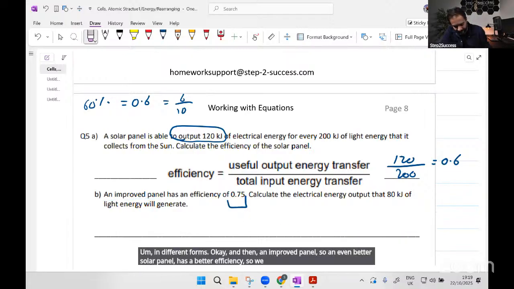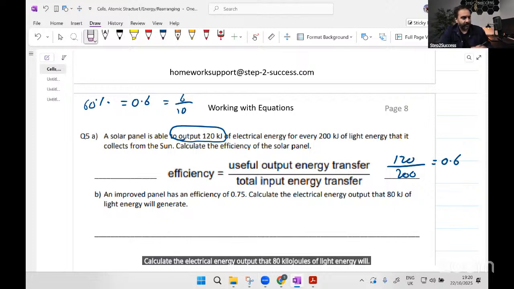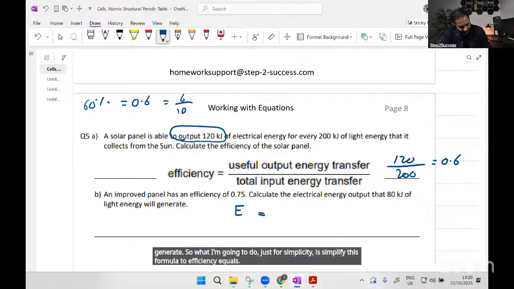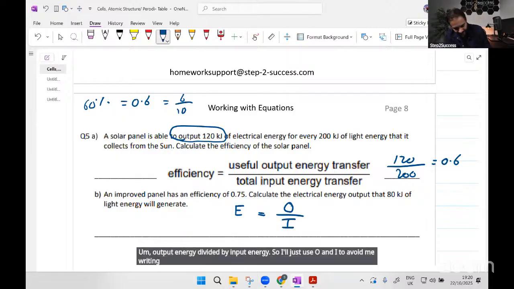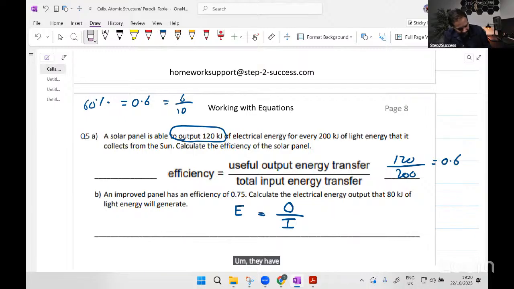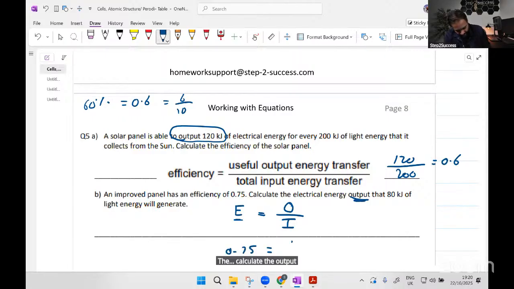So we've got 0.6, it's got a better efficiency. Calculate the electrical energy output that 80 kilojoules of light energy will generate. So what I'm going to do, just for simplicity, is simplify this formula to efficiency equals output energy divided by input energy. So just use O and I to avoid me writing lots. They have told you that the efficiency is 0.75, so I'm going to write that there. Then calculate the output, so we're going to calculate O that 80 of light energy will generate. So I'm going to put 80 there.